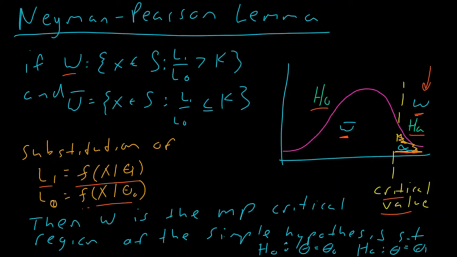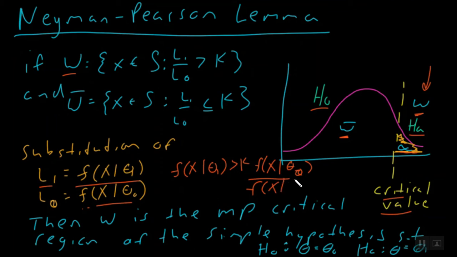Also, the book had it set up such that f of x given theta 1 is greater than k times f of x given theta naught, and here we'll just manipulate this by dividing both sides by f of x given theta naught, and this is how we're getting our L1 and our L naught. Proceeding, then W is the most powerful critical region of the simple hypothesis H naught such that theta is equal to theta naught, and the alternative hypothesis such that theta is equal to theta 1.